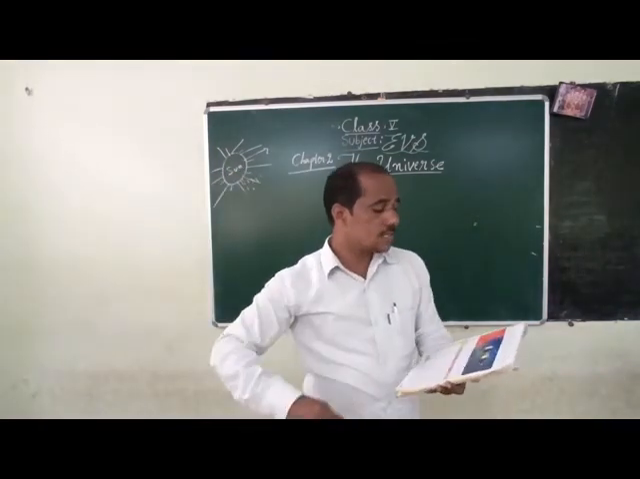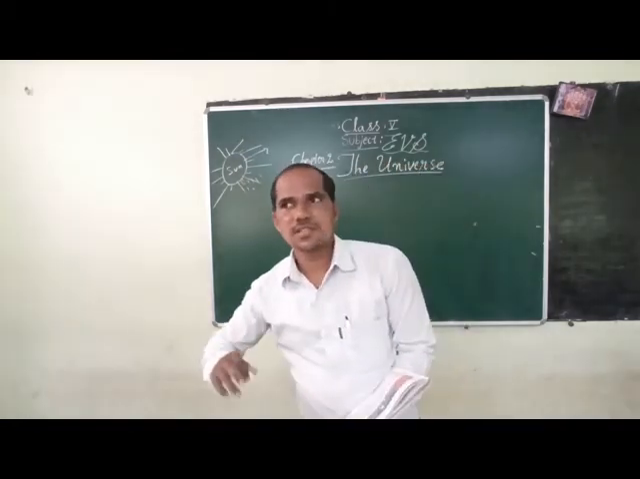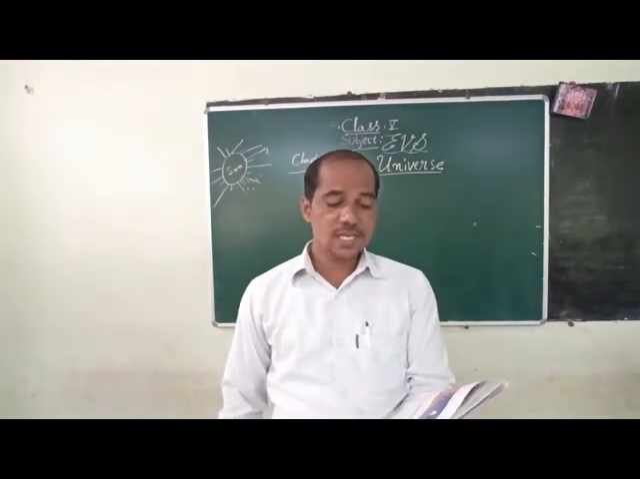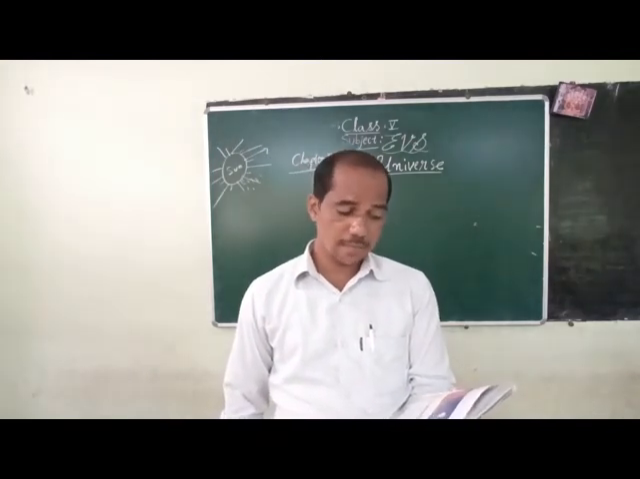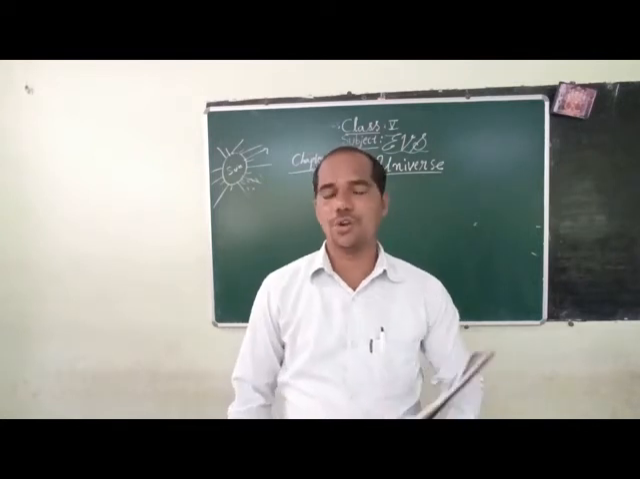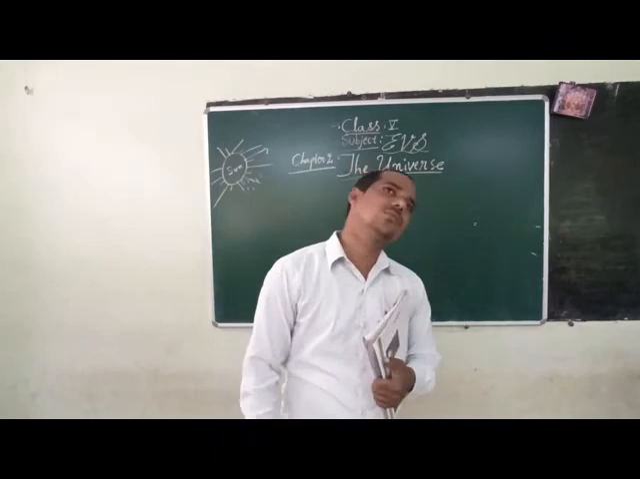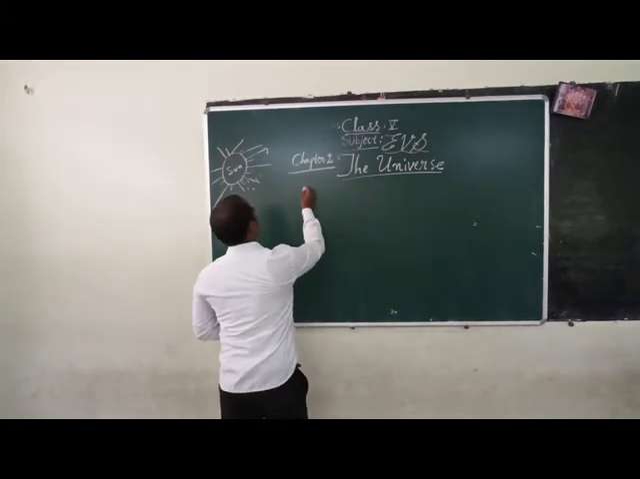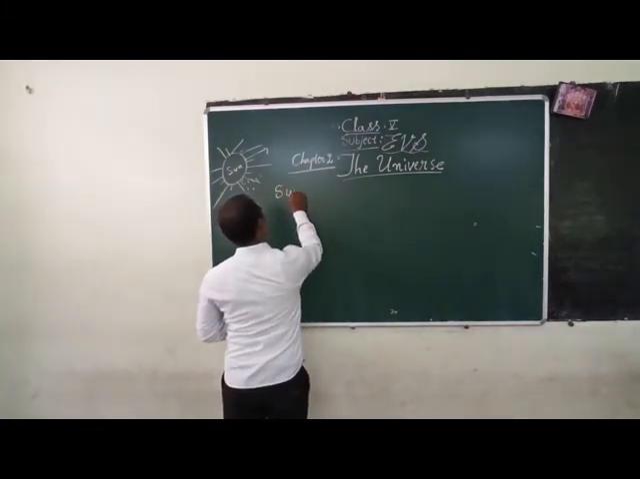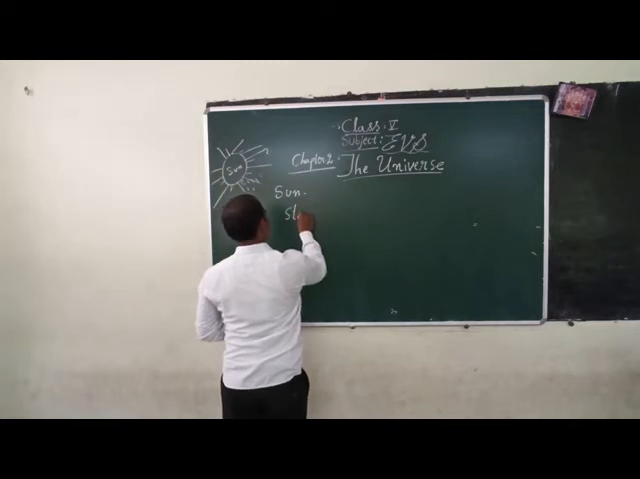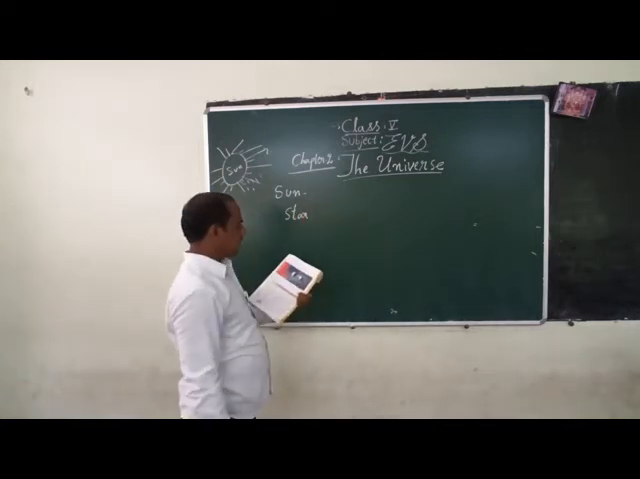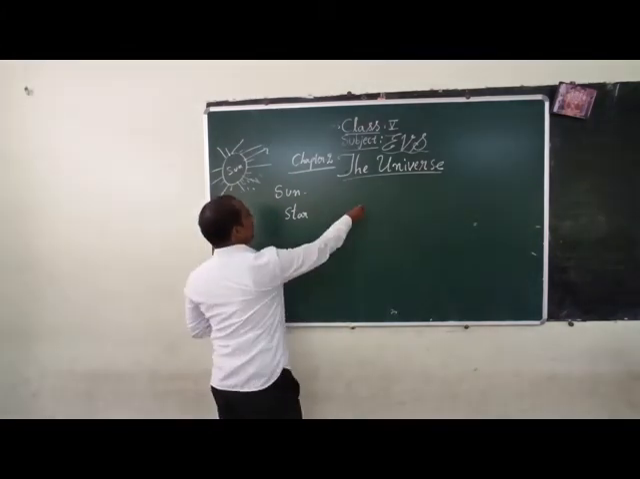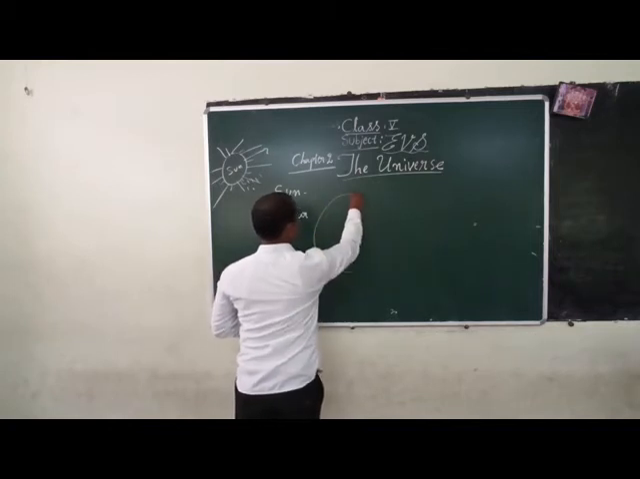The sun was once considered a planet, but it is the only star in our solar system. It was once thought to be a planet, but now we consider it a star. It is not a planet. It is the nearest star to us, and it is spherical in shape.